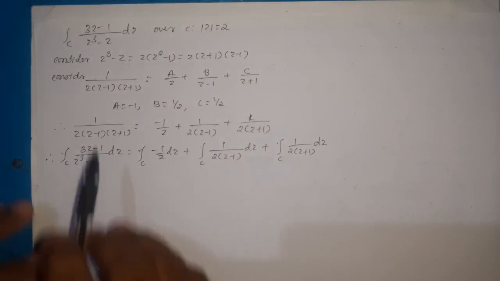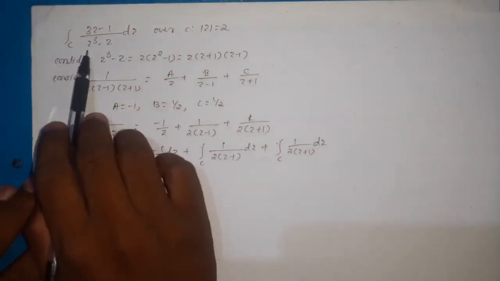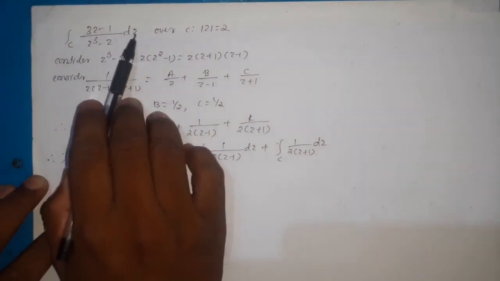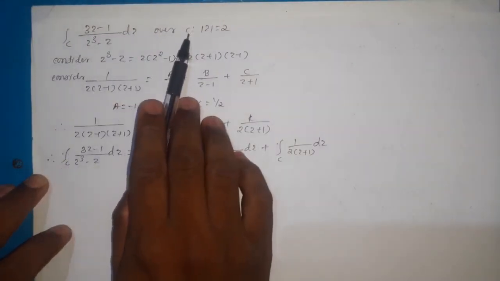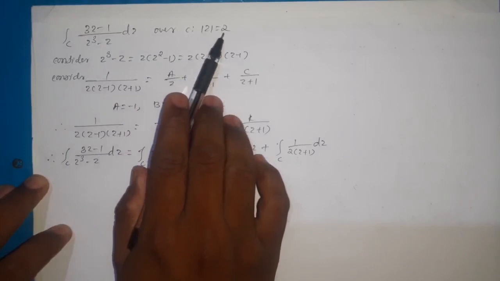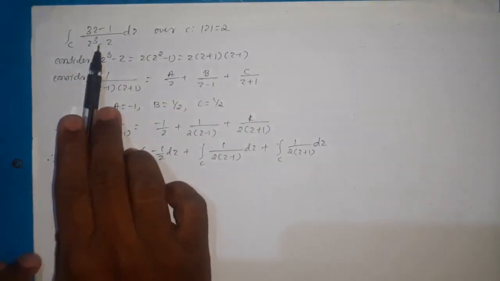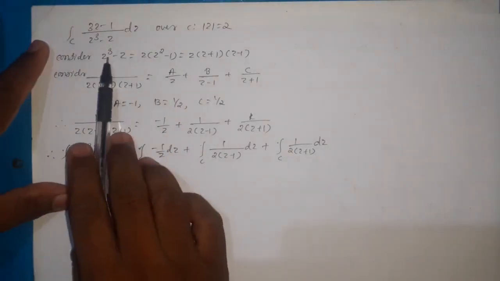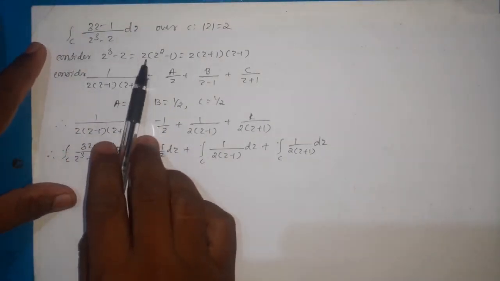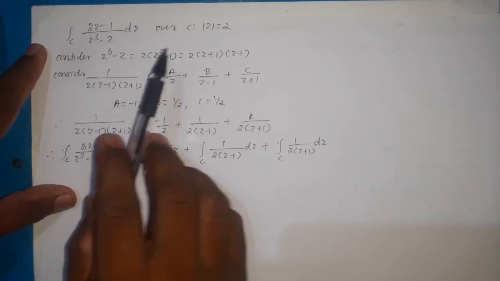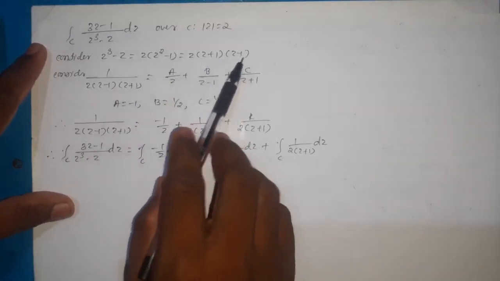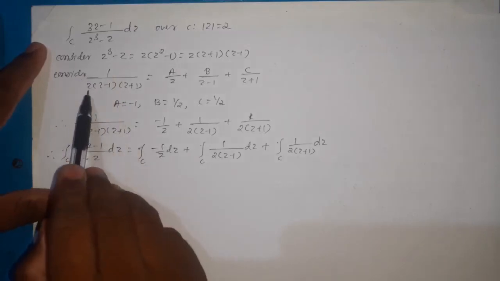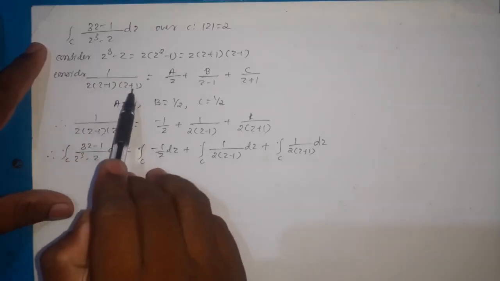Next example, integration over C (3z minus 1) divided by (z cube minus z) dz over the circle C such that mod z equals 2. Here also the denominator is not in the standard form, so let us bring the denominator to the standard form. For that, split the denominator. The common factor is z, then the remaining z square minus 1 equals (z plus 1) into (z minus 1). So consider 1 divided by z into (z minus 1) into (z plus 1).